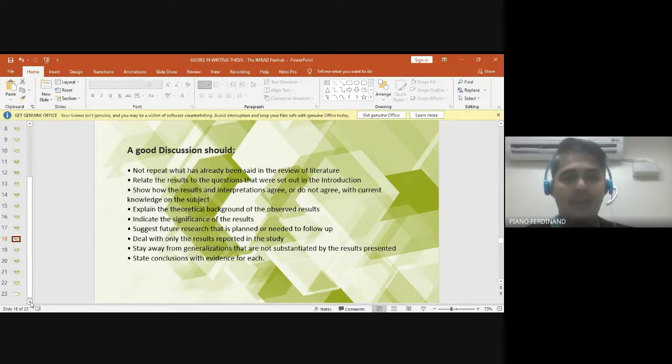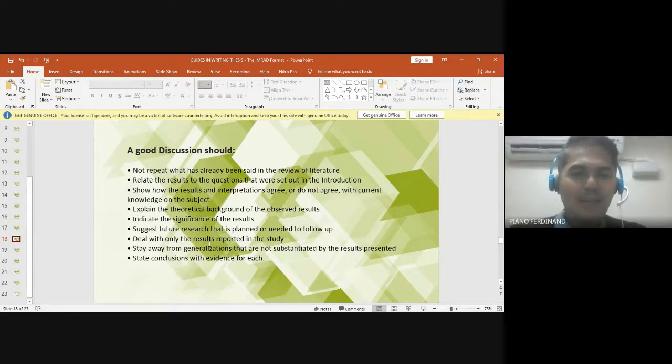ang naging findings natin. Explain the theoretical background of the observed results, indicate the significance of the results, suggest future research that is planned or needed to follow up, deal only the results reported in the study, stay away from generalization that are not substantiated by the results presented, state conclusions with evidence for each. So yan po yung mga dapat nating tandaan kapag isinusulat na natin yung discussion.